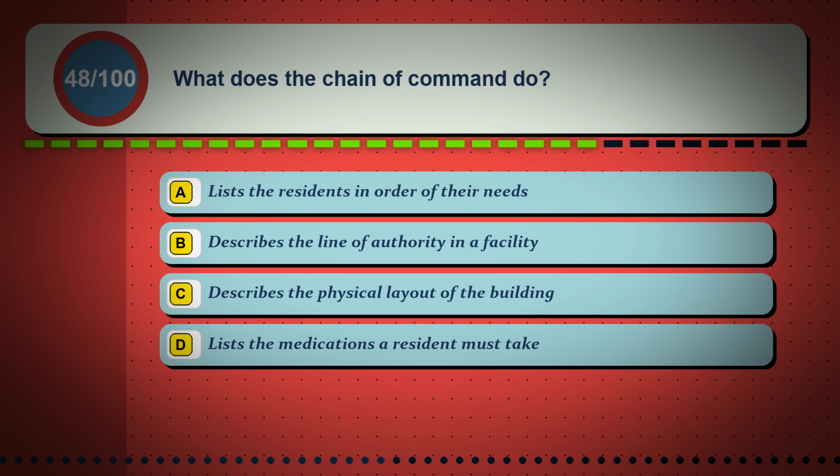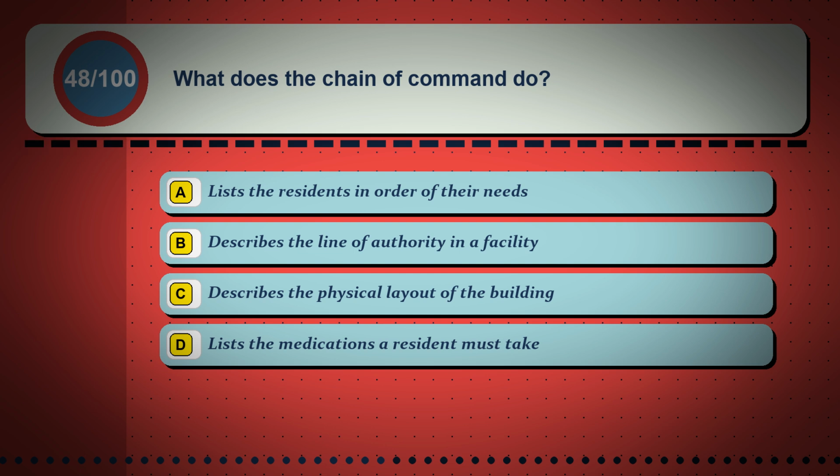Option A, lists the residents in order of their needs. Option B, describes the line of authority in a facility. Option C, describes the physical layout of the building. Option D, lists the medications a resident must take.